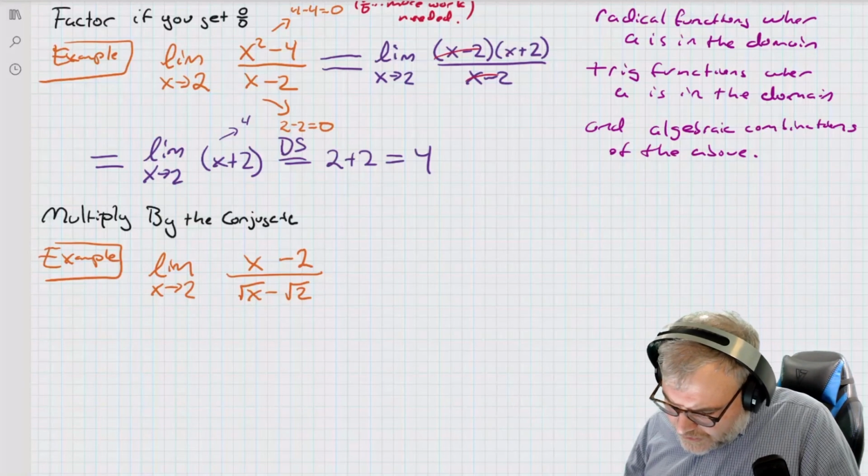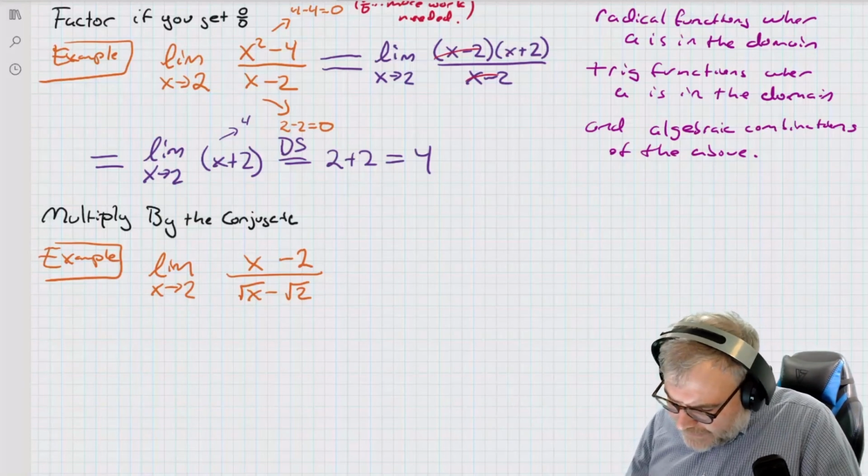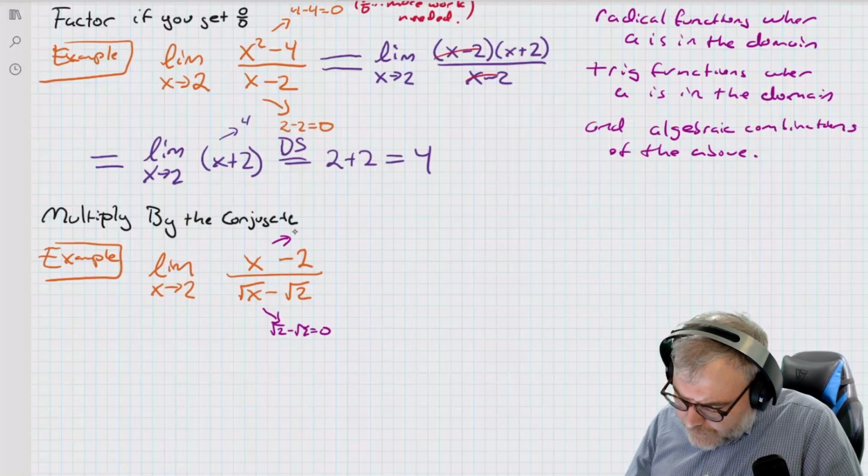Okay, so if I sub in here, notice that directly subbing in here, I'm going to wind up with root 2 minus root 2 equals 0, and I'm going to wind up with 2 minus 2 equals 0. So I'm going to have to do some more work.